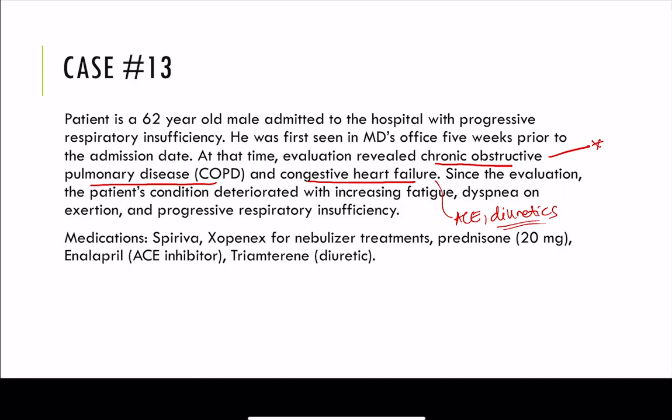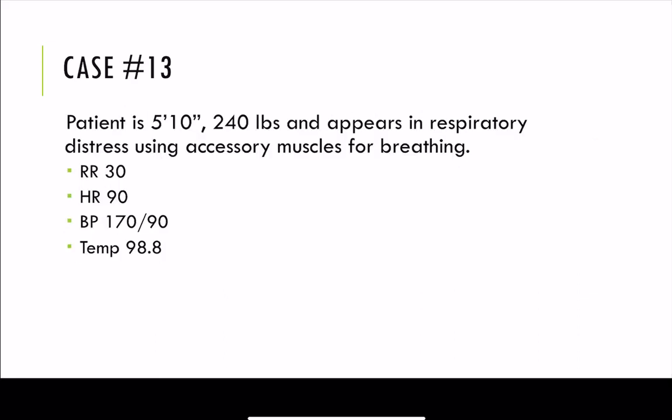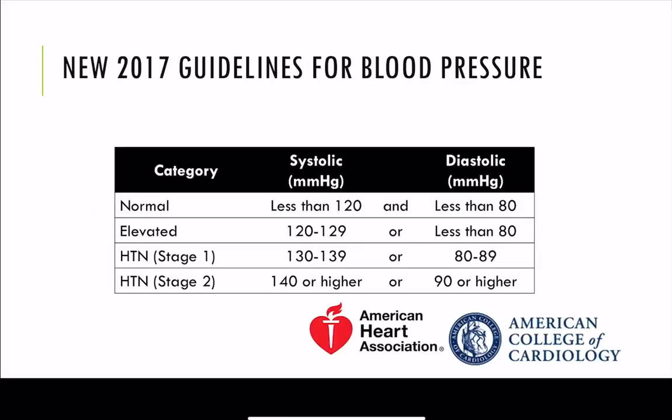Since the evaluation, the patient's condition deteriorated with increasing fatigue, dyspnea on exertion, and progressive respiratory insufficiency. We already went through this patient's meds. The patient is 5'10", 240 pounds, and appears in respiratory distress using accessory muscles for breathing. Respiratory rate is 30. Yikes. Really, really working to breathe. Heart rate of 90. Blood pressure 170/90. And normal temp. These are probably no longer new for you guys. I think since you were in PathoPhys after 2017.